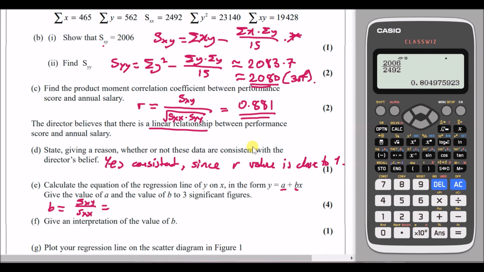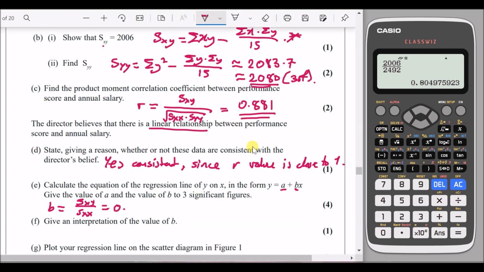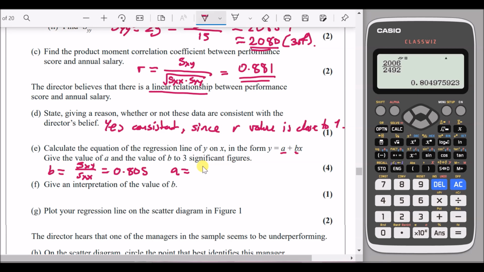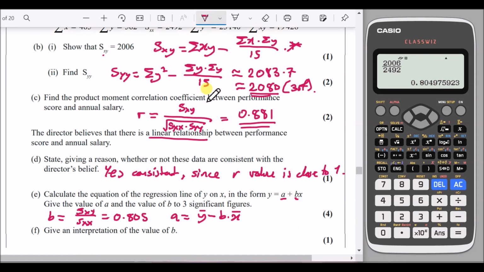So it'll be approximately 0.805, and the value A is basically y bar minus the value B just obtained times x bar. Y bar is just the average of y. So you look at the sum of y divided by 15.